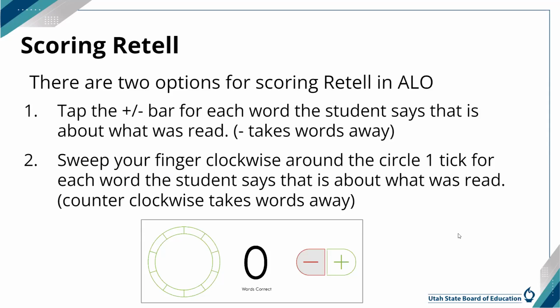There are two options for scoring the Retell in ALO. You will tap the plus or minus for each word the student says that is about what was read. The plus is adding words, the minus is taking words away, or you can use the little circle and sweep your finger clockwise. One tick mark around the circle counts for one word. If you go counterclockwise, it takes words away. Within the oral reading fluency, if a student skips a word, you're also going to leave that word blank. So just like all of the measures before, skipped is left blank.